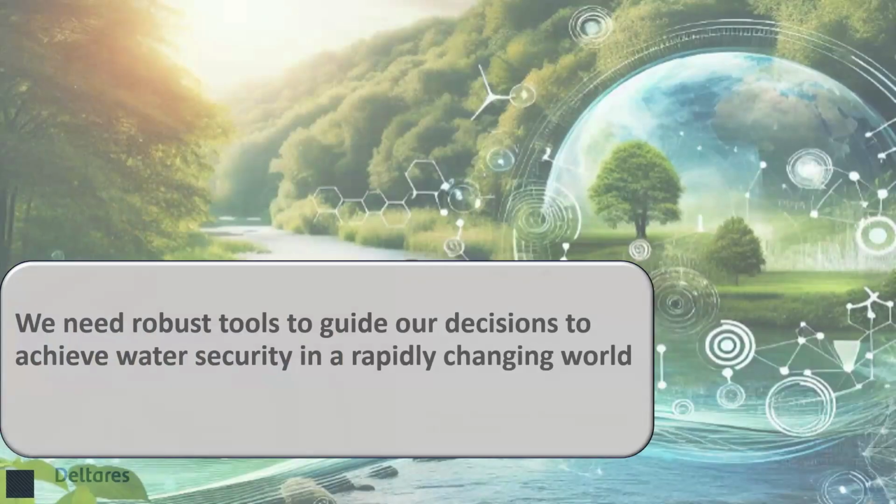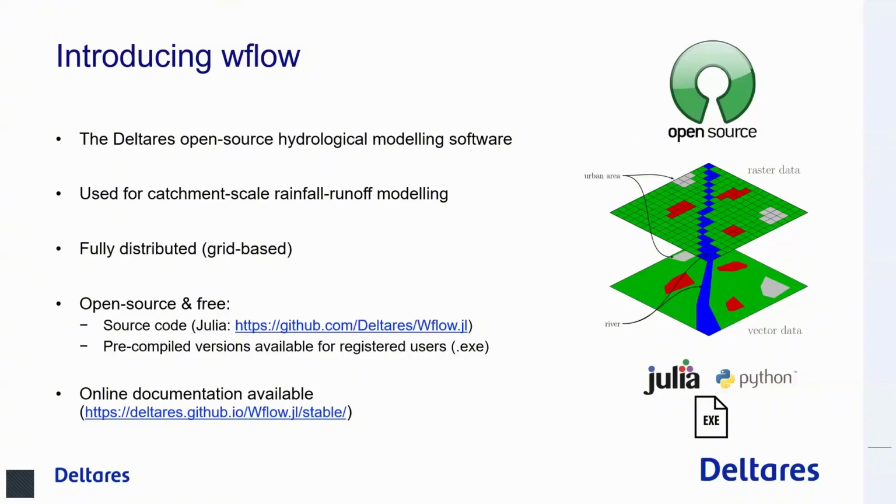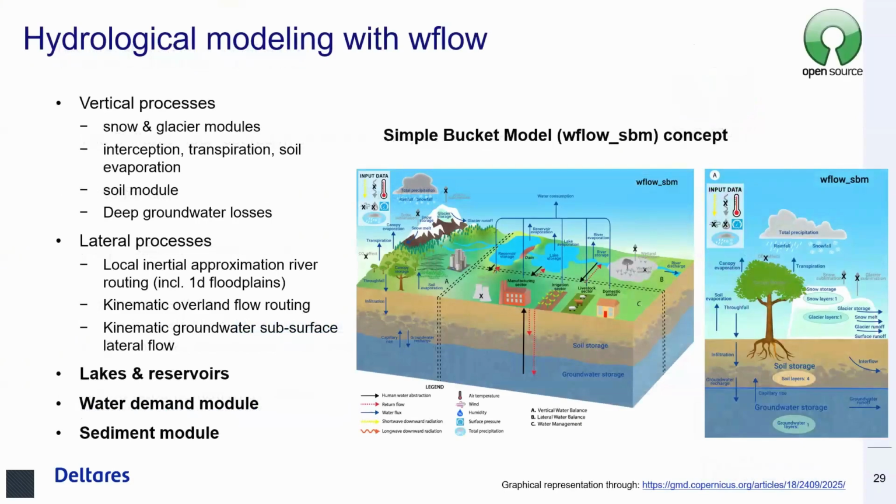This is a short introduction to wflow, which is the Deltares open source hydrological modeling software. It is used for catchment scale rainfall runoff modeling. It is fully distributed, so it's grid-based. And of course, being part of this session, it is open source and free. The source code is written in Julia, but there are also pre-compiled versions available for the registered users, and there is online documentation available.